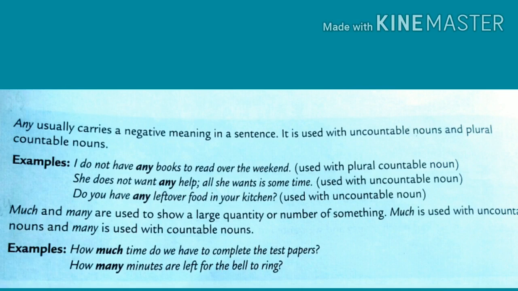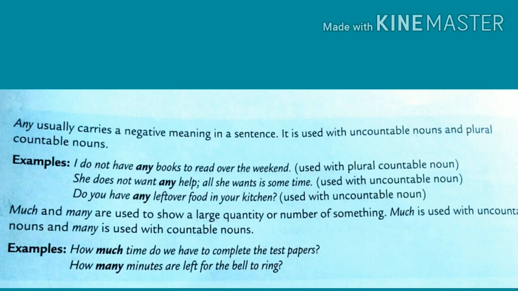Any usually carries a negative meaning in a sentence. It is used with uncountable nouns and plural countable nouns. See the example. I do not have any books to read over the weekend. The sentence carries negative meaning. I do not have any books. We cannot say I do not have some books to read over the weekend, because this sentence carries negative meaning, so we have to use only any. And see the noun books. It is plural and also countable.